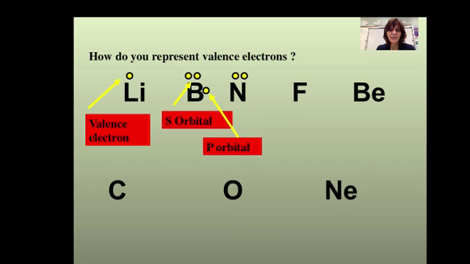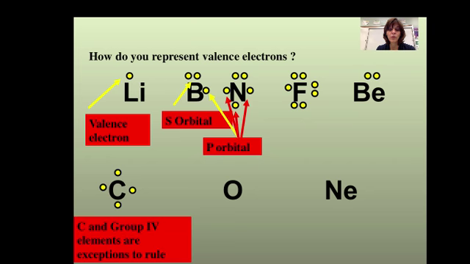Nitrogen, group 5, so it's got the 2 s electrons and then 3 valence electrons that are in the individual p orbitals. Fluorine has 7, halogen. Beryllium has 2, it's an alkaline earth metal. Carbon has 4, and interestingly enough, carbon doesn't show s2p2 in a typical way.